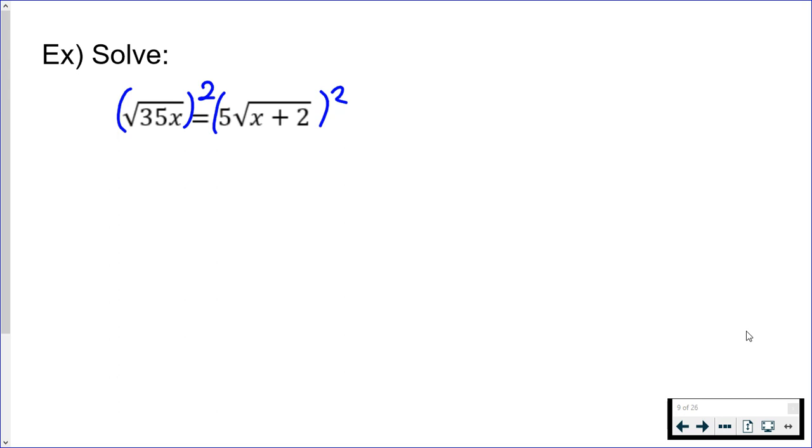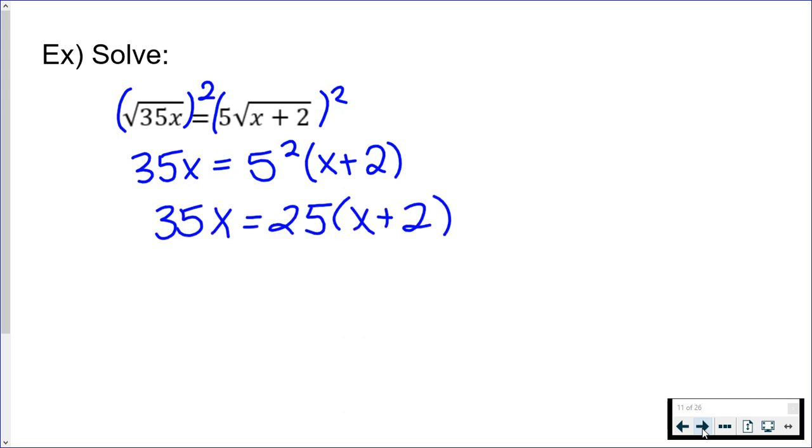The right-hand side, you need to be careful because I have 5 times the square root. Whenever you've got multiple things being multiplied by each other, and there's an exponent on the outside, that exponent has to go to everything inside. So not only canceling out the square root symbol, but also squaring the 5. So really important that you do that. Now, 5 squared is 25, and that's being multiplied by x plus 2. It's still multiplication.